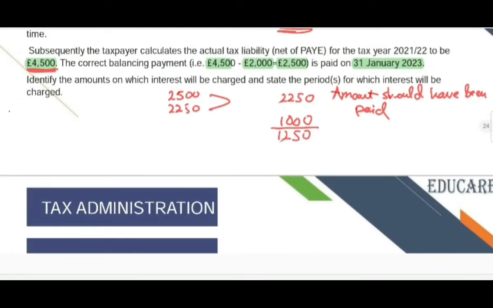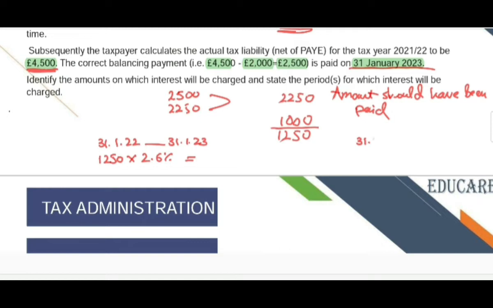So first, the final payment is made on 31st January 23. First payment on account is on 31st January 22. So from 31st January 22 to 31st January 23, the period of 1 year is the period for which interest would be charged on the first payment on account. This would be 1,250, the difference of amount that should have been paid and amount actually paid, multiplied by 2.6%, the interest rate of the current year, and as it is for the whole year, this would be the amount of interest charged on the first payment on account.